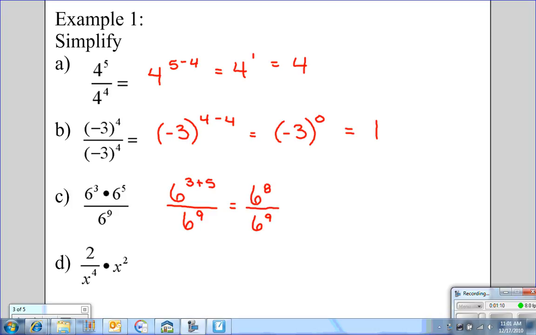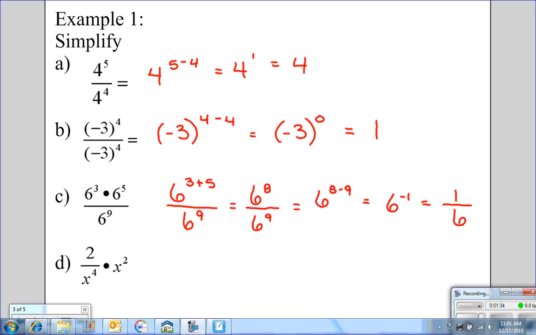Okay. Now that I have division with common bases, I subtract, and I get 6 to the negative 1. Now, I might think that I'm finished, but you have to remember that I can't have a negative exponent as my final answer. So I need to rewrite it as 1 over 6 to the 1, which is 1 over 6.